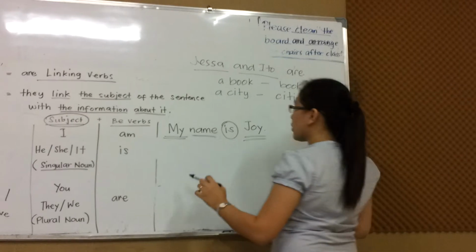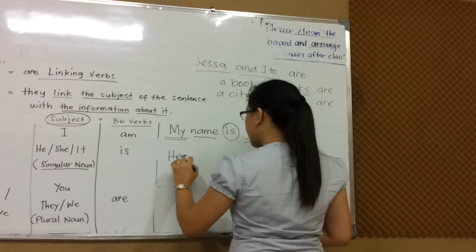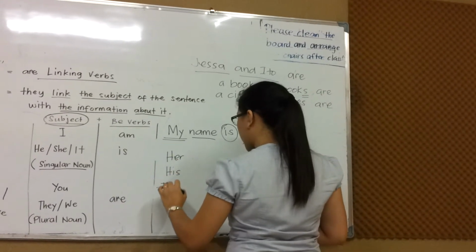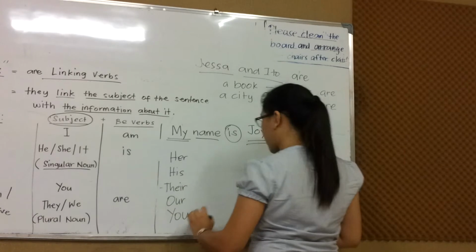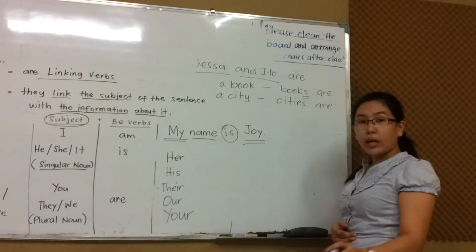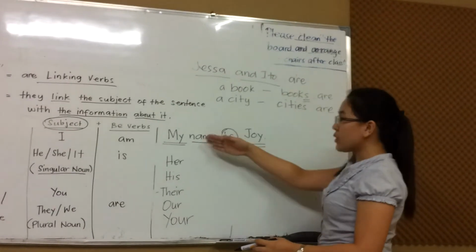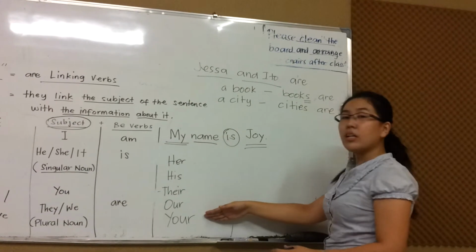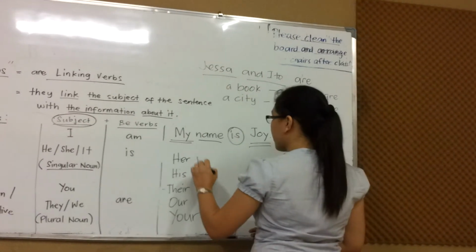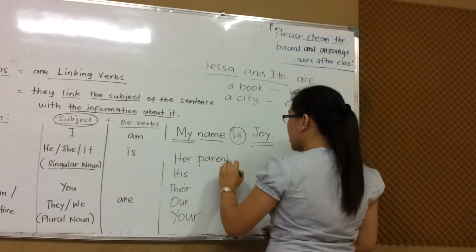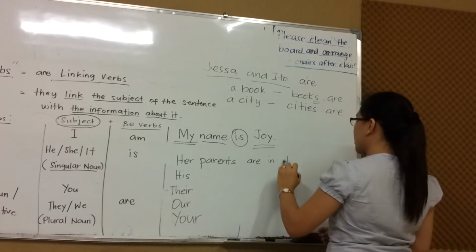Okay? So aside from this, you can use her, his, their, our, or your. Okay? So followed with your noun plus your be verb. So it also depends, okay? If your possessive is followed with a plural noun, then your be verb is also plural. So for example, if I say her parents are in Japan.